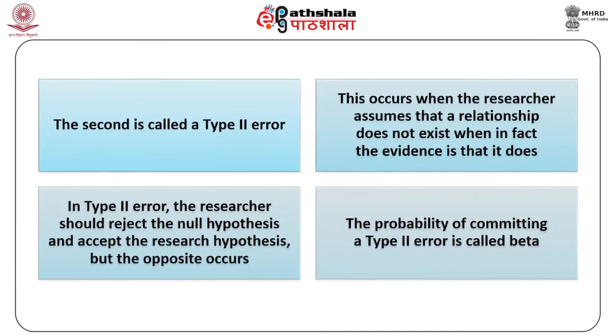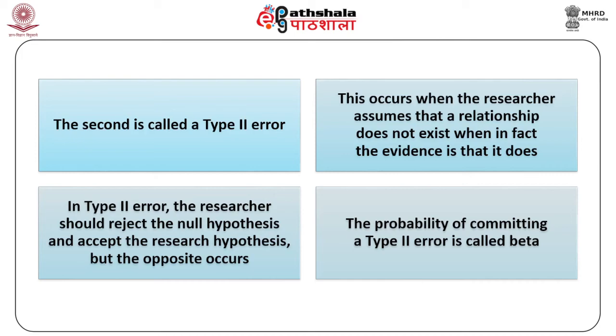The second type is called the type 2 error. This occurs when the researcher assumes that a relationship does not exist when, in fact, the evidence is that it does. In type 2 error, the researcher should reject the null hypothesis and accept the research hypothesis, but the opposite occurs.